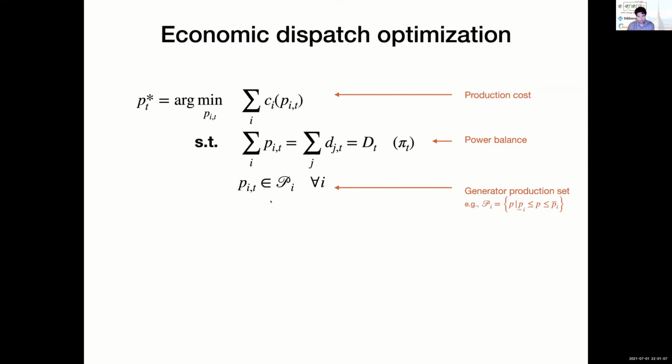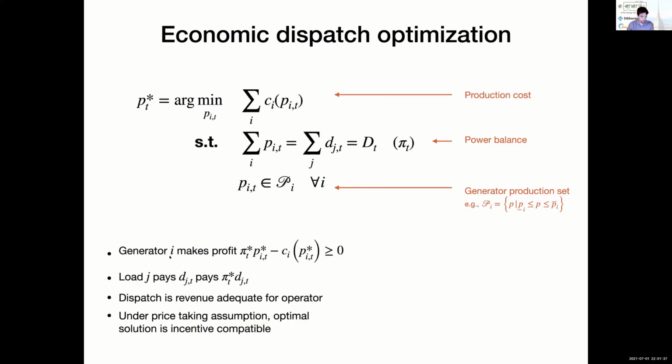Now, I stress that this is a simplification, probably the simplest version of economic dispatch that there is. I'm leaving out a lot of important features, like unit commitment and network congestion. But for the sake of exposition and clarity, I'm going to ignore those for the moment. So the P star in each time period is the optimal decision that's returned by the system operator.